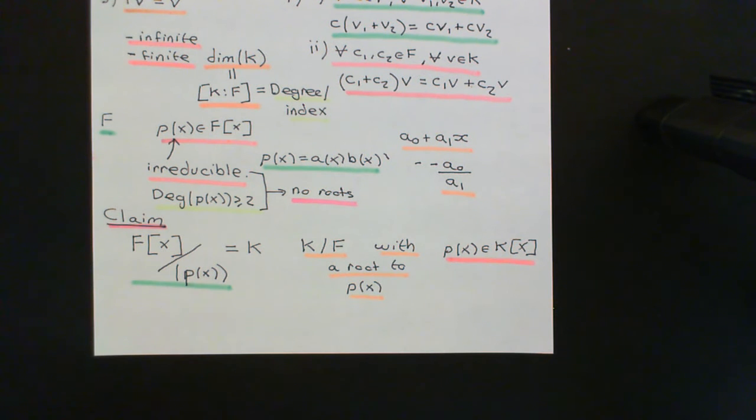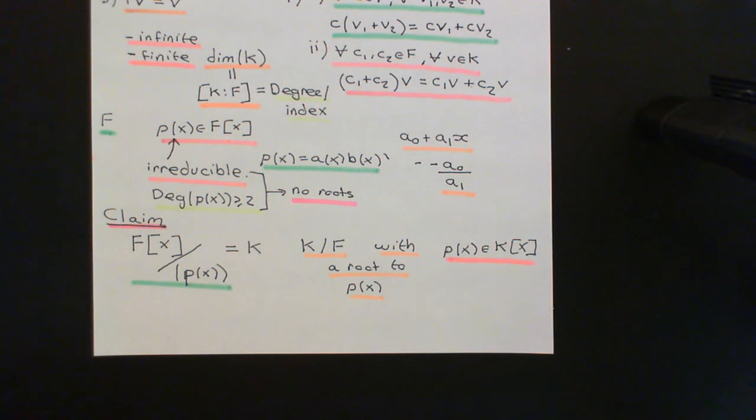Okay, so this is the great claim that you can always construct a larger field. You can always construct a field extension such that you're now going to have a root to your polynomial P of x, which previously had no roots in your initial field capital F. Okay, so let's now understand how this actually works.